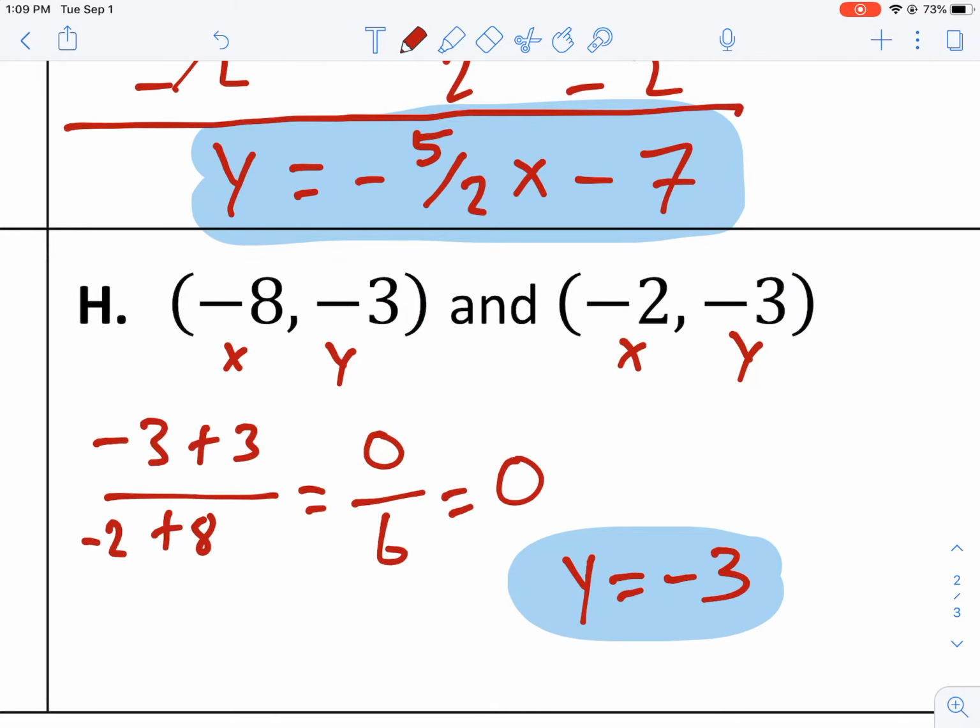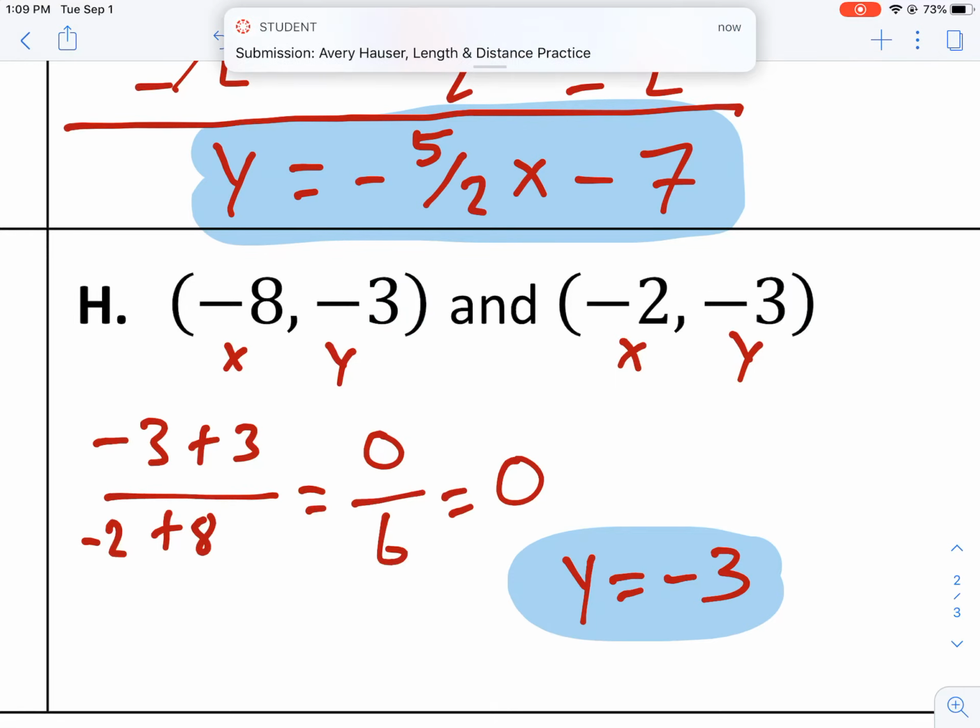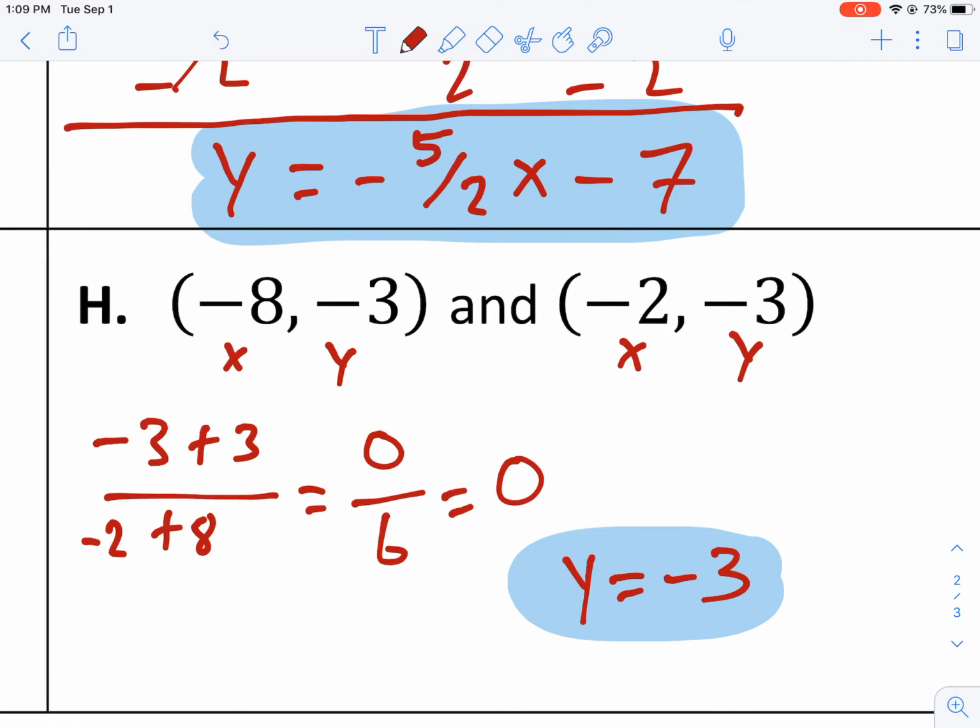Okay, so hopefully that made sense to you. If you ever get 0 or undefined, just look at your points and see which point is not changing. Is that the x coordinate, or is that the y coordinate? And whichever one it is, that's going to be the letter in your equation.